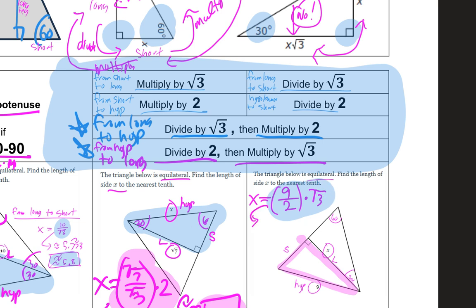If we do that, that means x is approximately 7.794. So what would you bring down? That would say approximately 7.8. That's right, approximately 7.8.